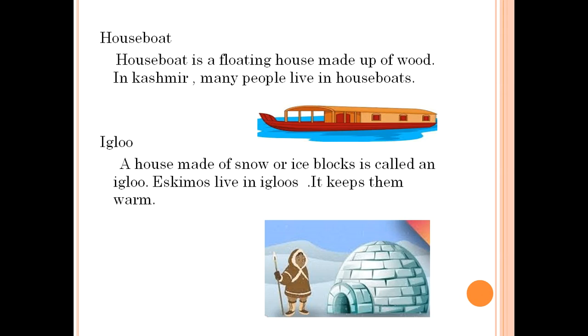Now, let me tell you about another type of house which is called as igloo. An igloo is a house made of snow or ice blocks. Igloos are found in areas which are covered by snow and ice all round the year. Igloos are used by Eskimos to live and stay warm in extremely cold weather.